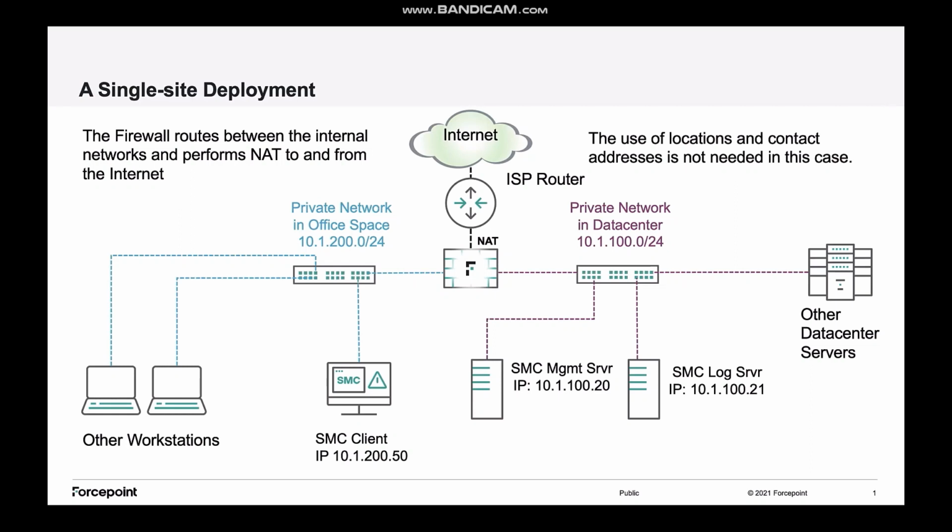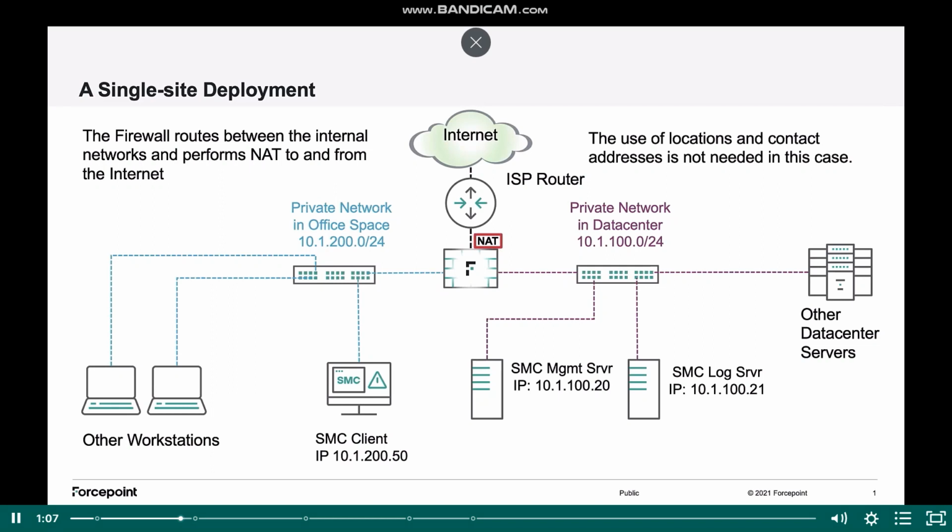In the deployment illustrated, the firewalls, management server, and log server can all reach each other using the illustrated IP addresses. This is possible because both of the private networks are considered to be internal. NAT is being applied only for traffic that flows to or from the internet, but not for traffic passing between the internal private networks.